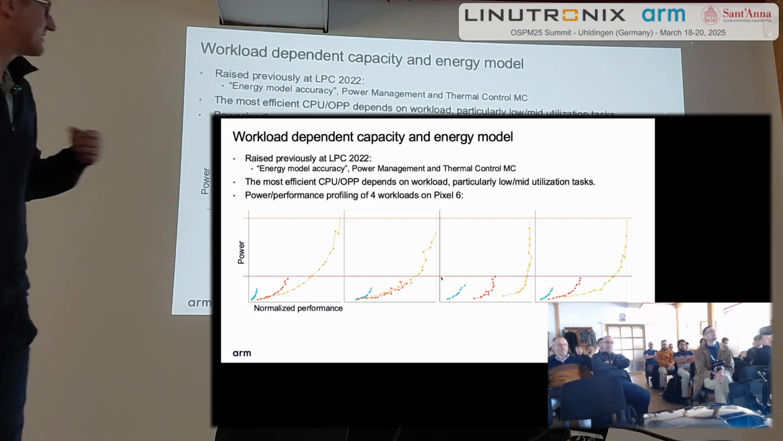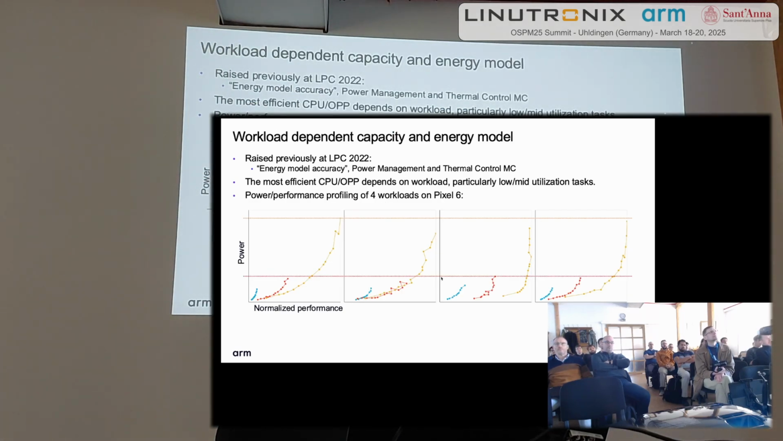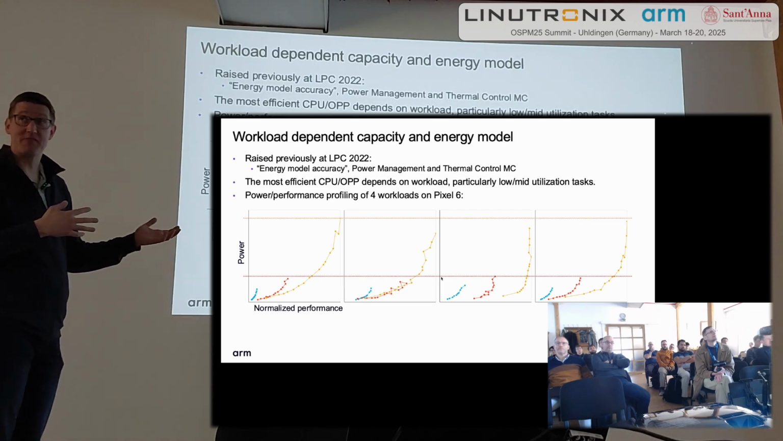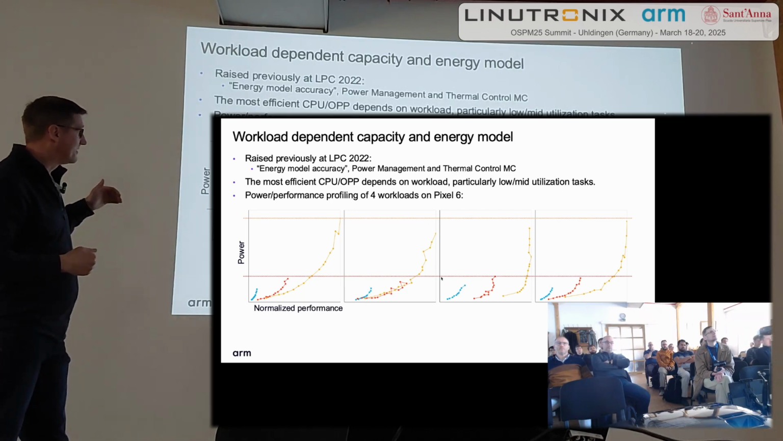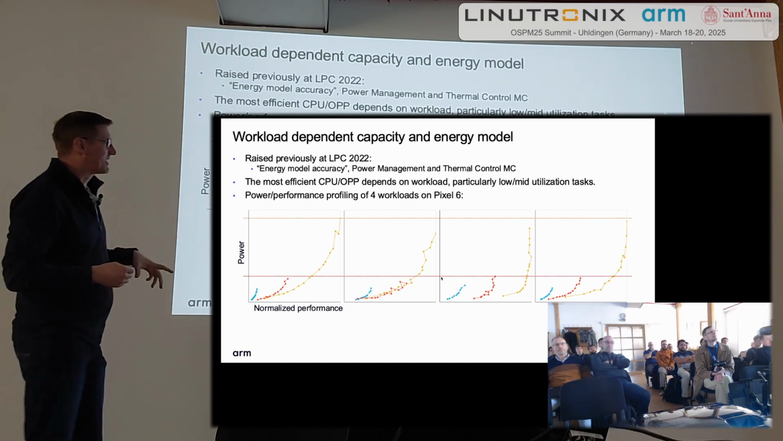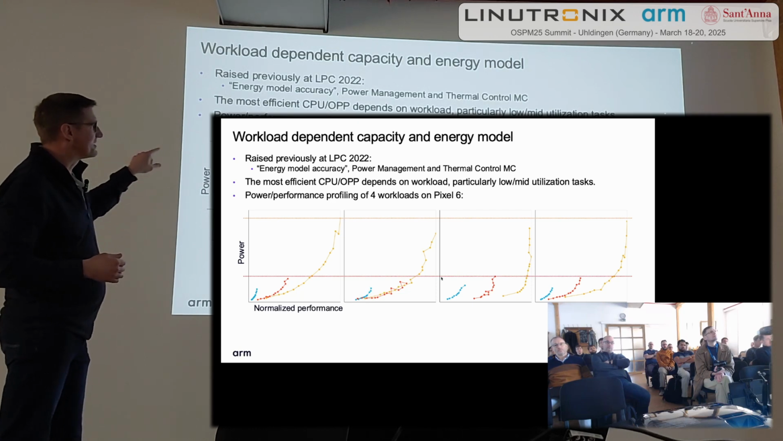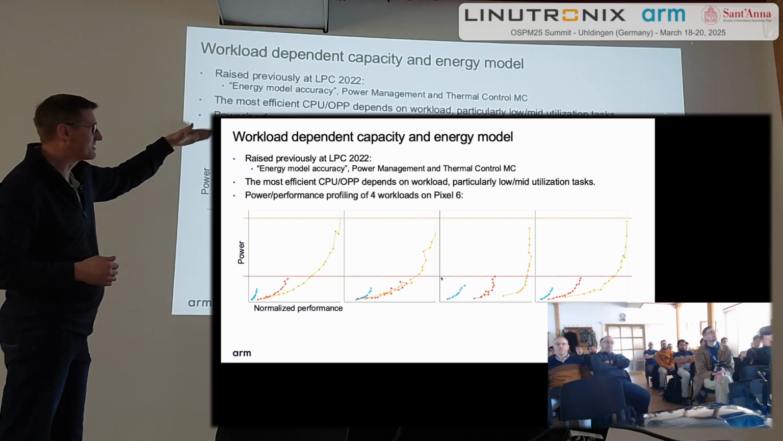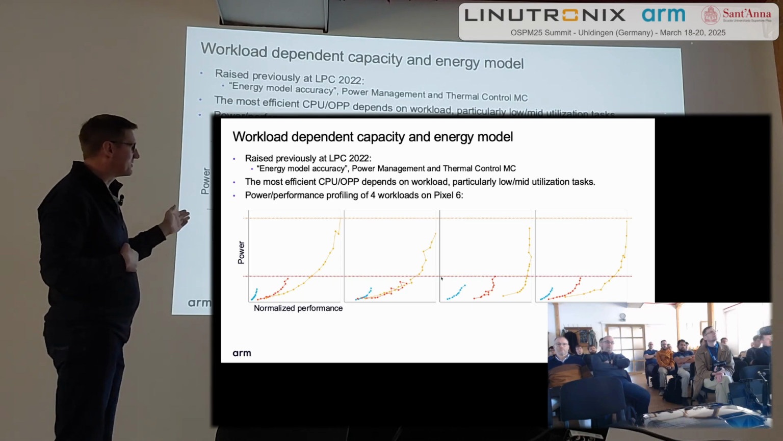So this is actually a slide that I showed at LPC in 2022. Here we profiled 4 different workloads on a Pixel 6. And we measured the power and normalized performance, so each color is each of the 3 types of cores we have on that phone. And the curves are basically the frequencies. It might be a little bit tricky to see, but I've tried to highlight with the lines here that the peak power you're seeing varies quite a bit. The relative performance also varies quite a bit.